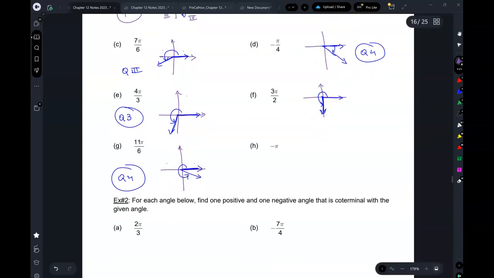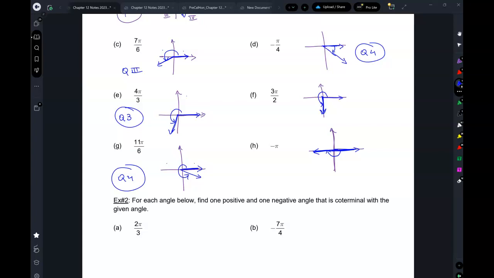So now negative pi. So negative pi. Here's where we start, and I'm going to go in the negative direction this way. Negative half a pi, full pi, right here. Okay, that's how it looks. And again, there is no quadrant here because this is a quadrantal angle. It doesn't fall inside any quadrant.